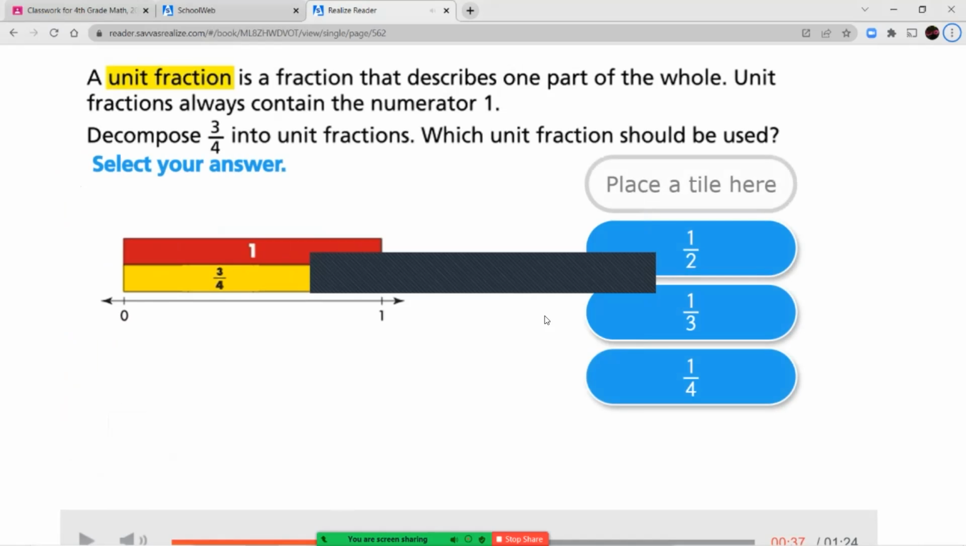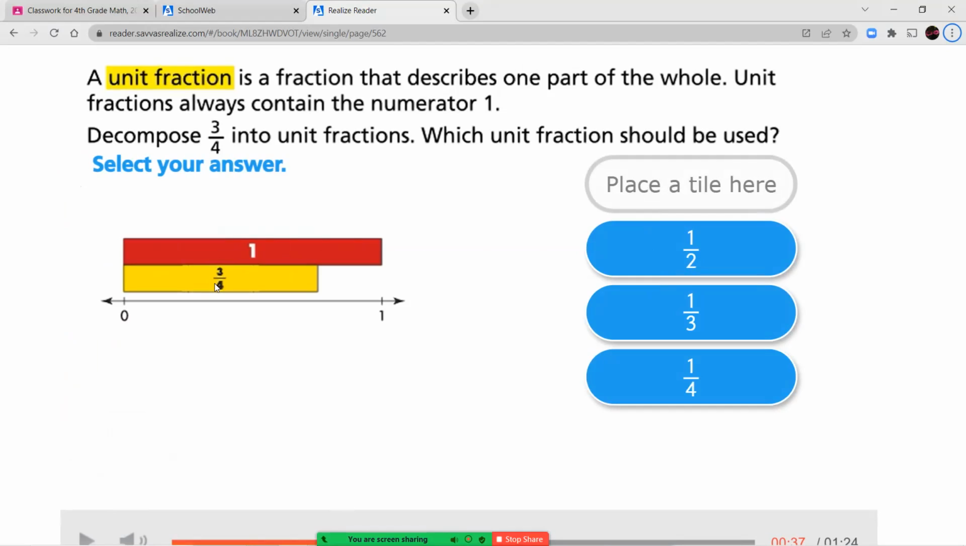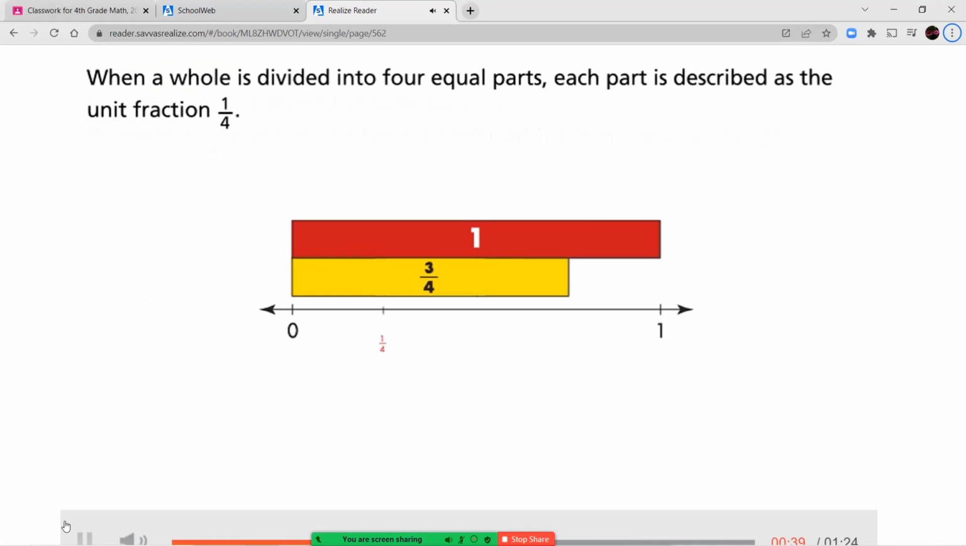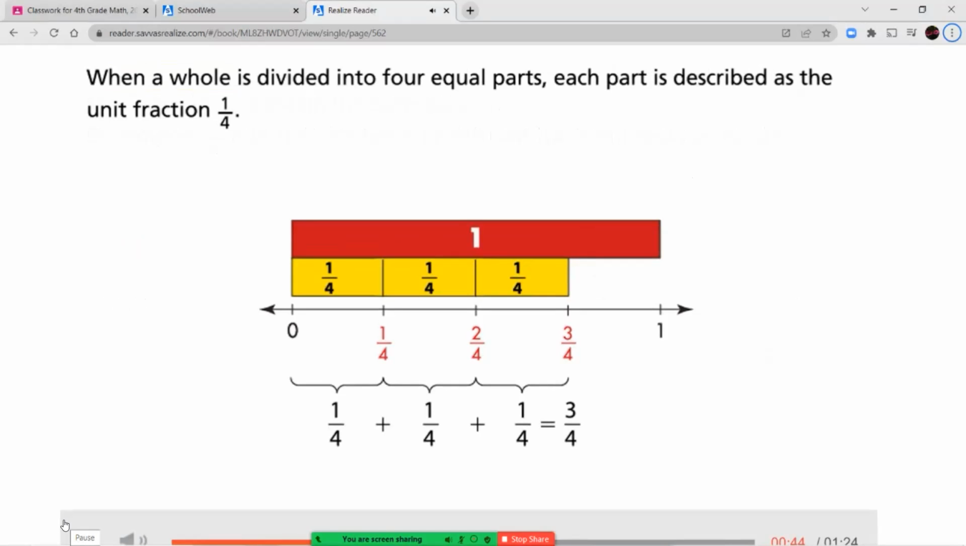Now remember, we said unit fractions are one piece out of the total. So when we look at our fraction, 3/4, we know 4 is the total number of pieces. That means our unit fraction has to be 1/4. When a whole is divided into 4 equal parts, each part is described as the unit fraction 1/4.